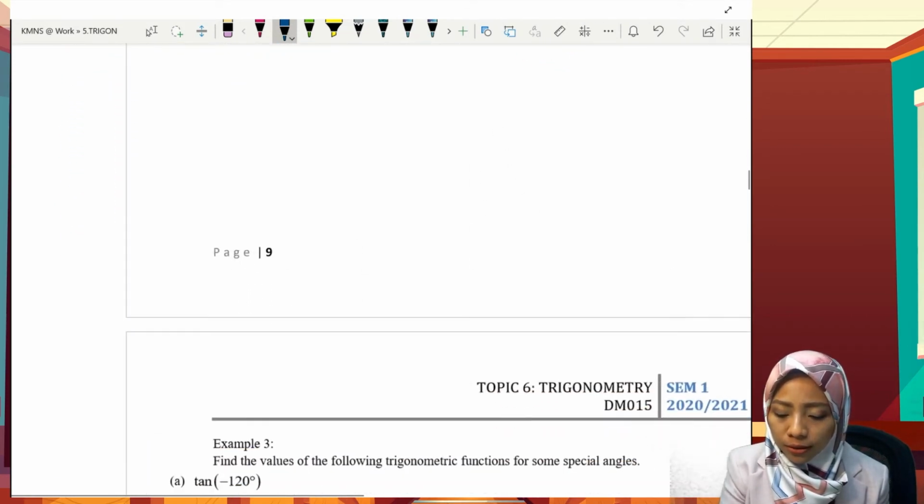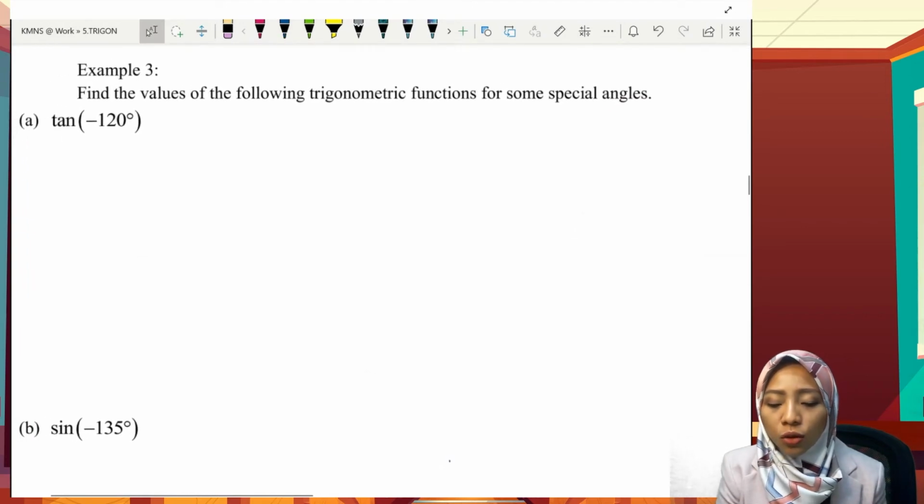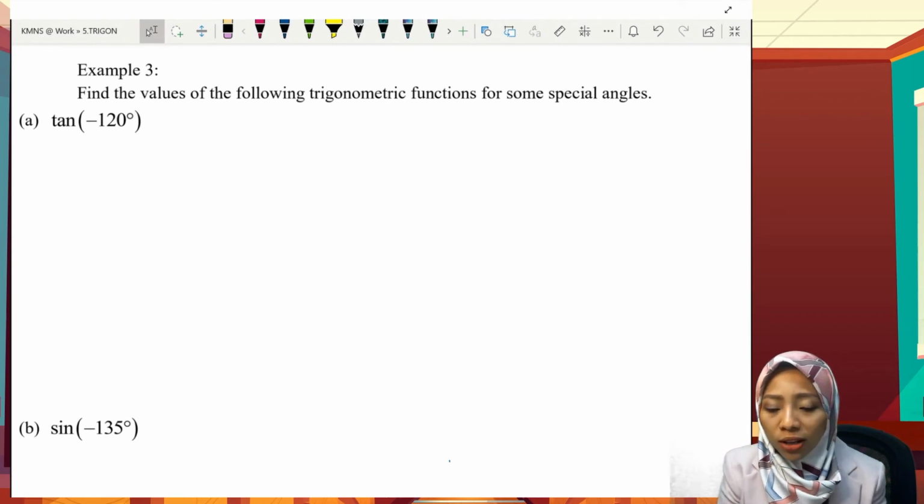Example 3. Find the values of the following trigonometric functions for some special angles. We will try to solve these two questions.